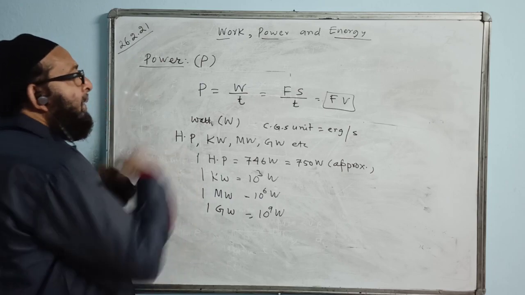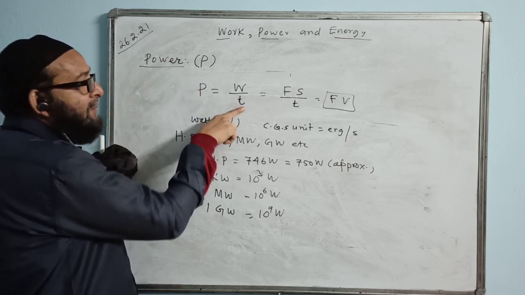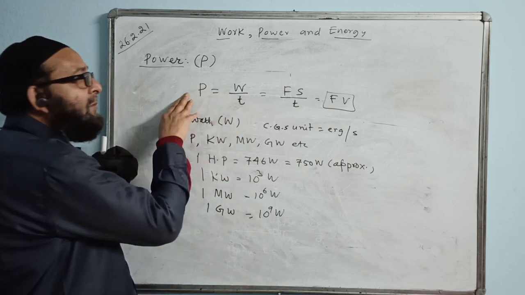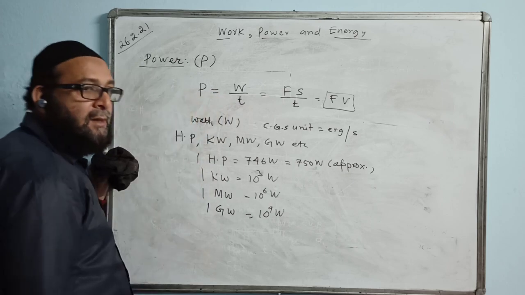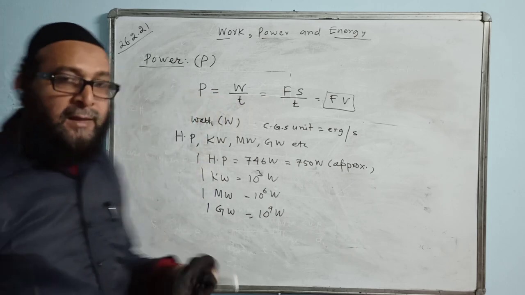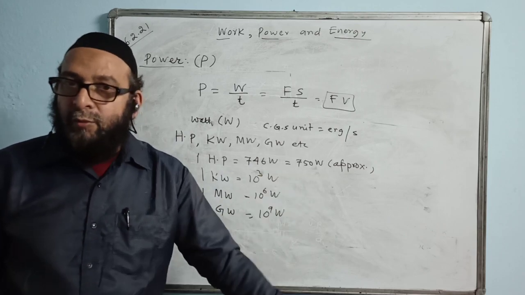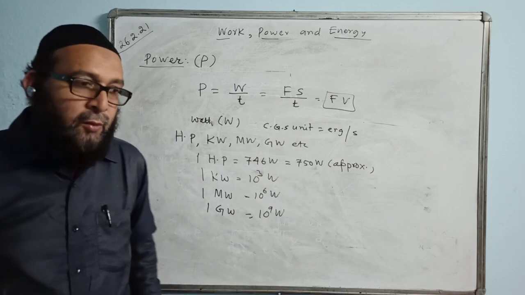Okay. Power depends upon the time. It is inversely proportional to the time. For the same work to be done, when the time is less, power will be more. When the time is more, power will be less. A child and a man are carrying the same amount of load from one place to another place. Who does more work? Child or the man? Who will do more work?